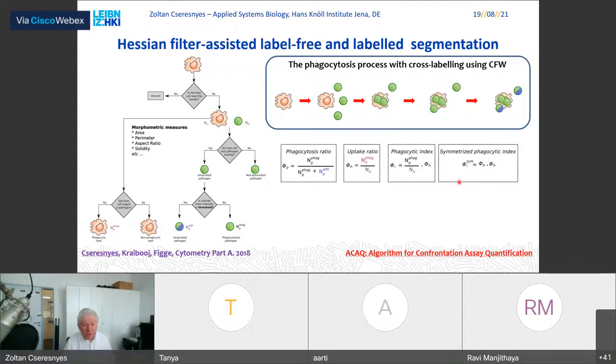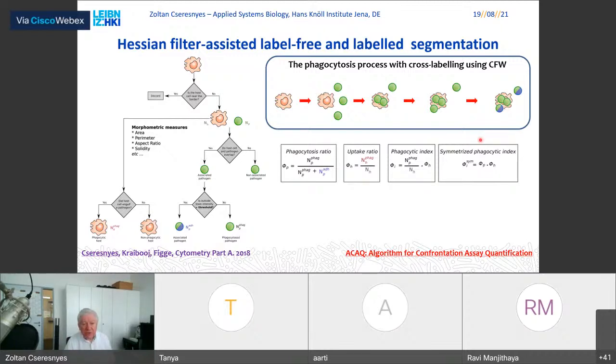The phagocytosis ratio is simply the number of pathogens which were phagocytosed divided by the total number of pathogens which were exposed to a macrophage. So if you pay attention here, we are not counting those fungi which are, after the experiment, really away from a macrophage. But we will count those fungi, for example this double labeled one, which are attached or adhered to a macrophage. And we'll talk about this in a second.